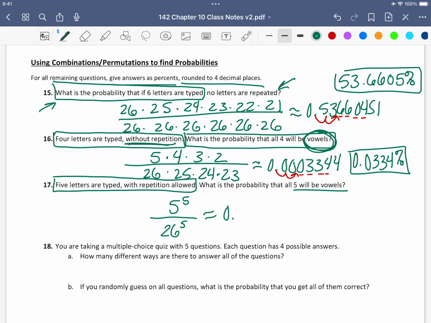Again, we're going to get a pretty small decimal value here, 0.00026301. If we multiply by 100, turn that into a percent, rounded to 4 decimal places, we're at 0.0263%.